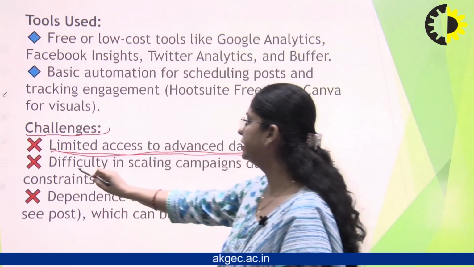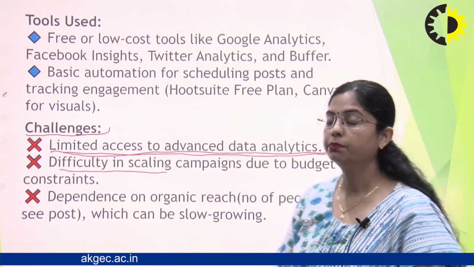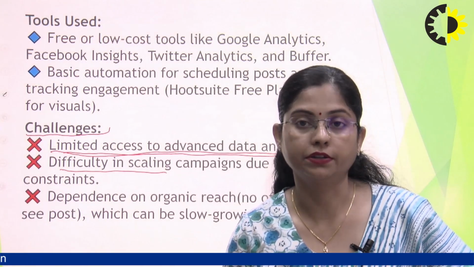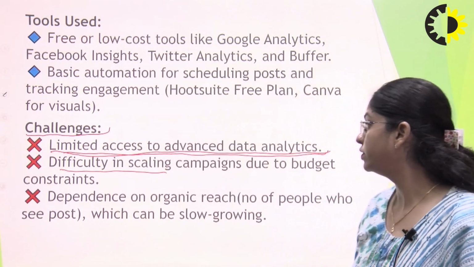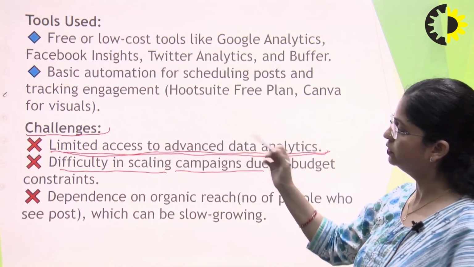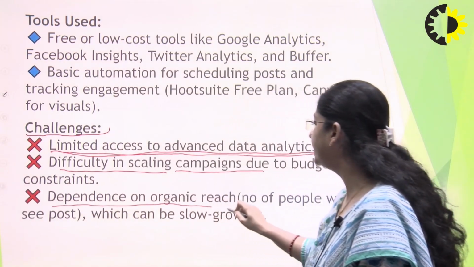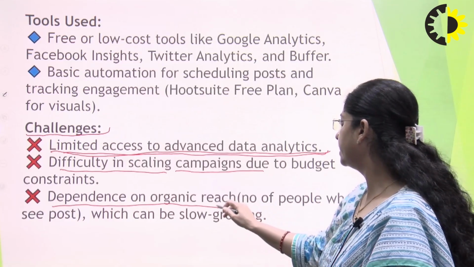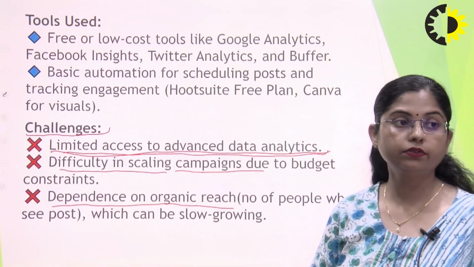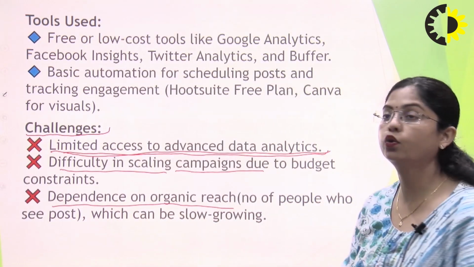Next, difficulty in scaling campaigns due to budget constraints. The main constraint is budget. For campaigning also you need money. So there is difficulty in scaling campaigns due to budget constraints. Next, dependency on organic reach. Organic reach means the number of people who see a post. So there is dependency on organic reach, which can be slow growing.